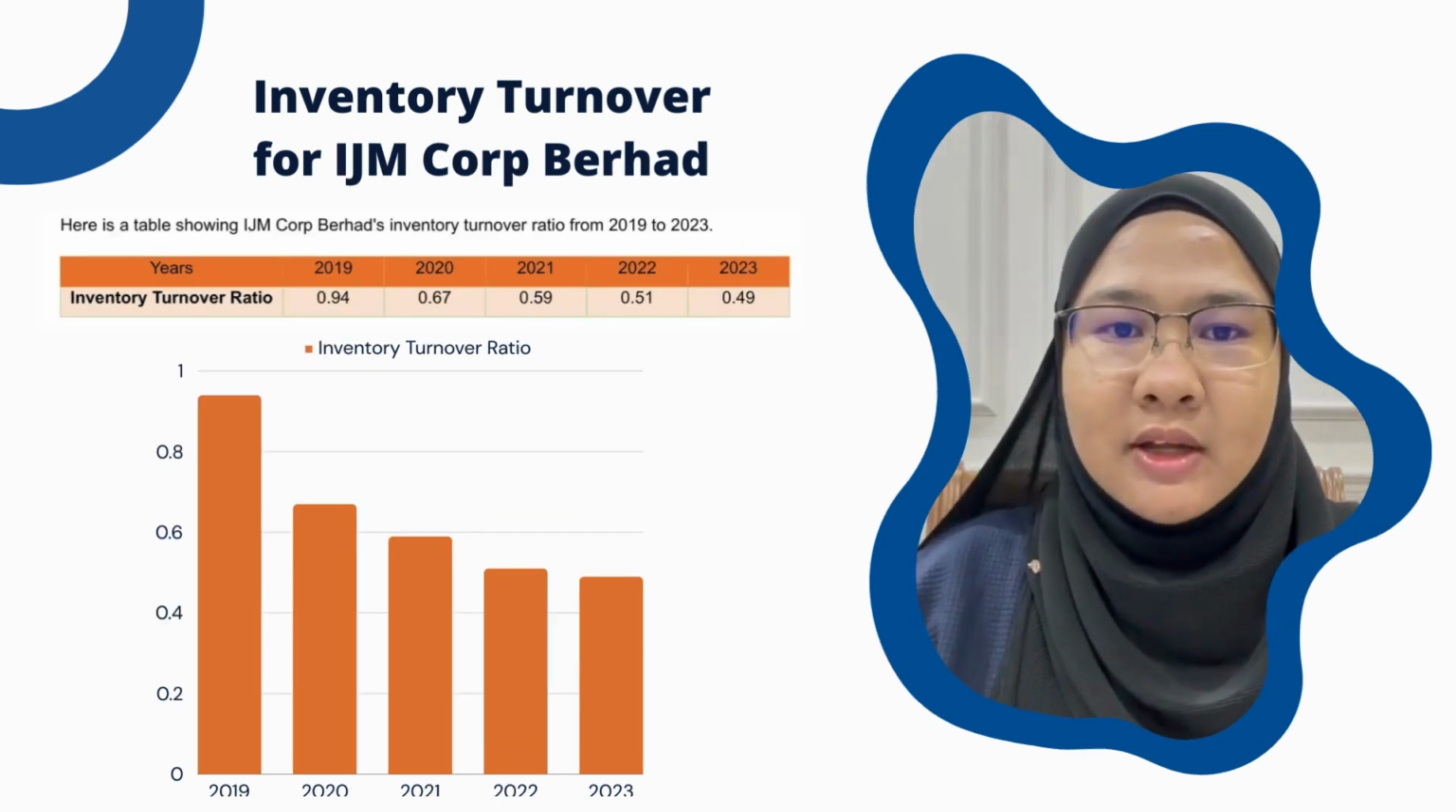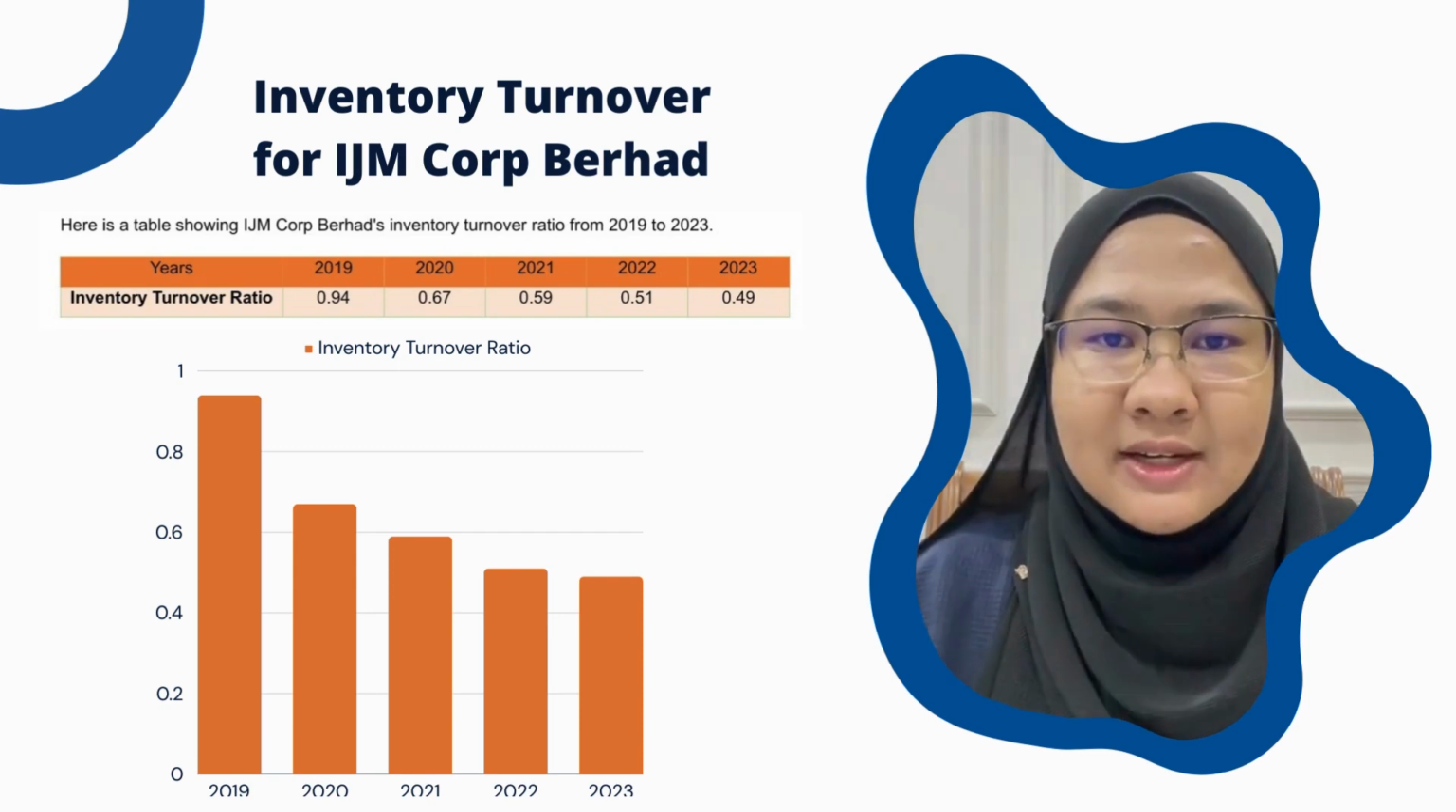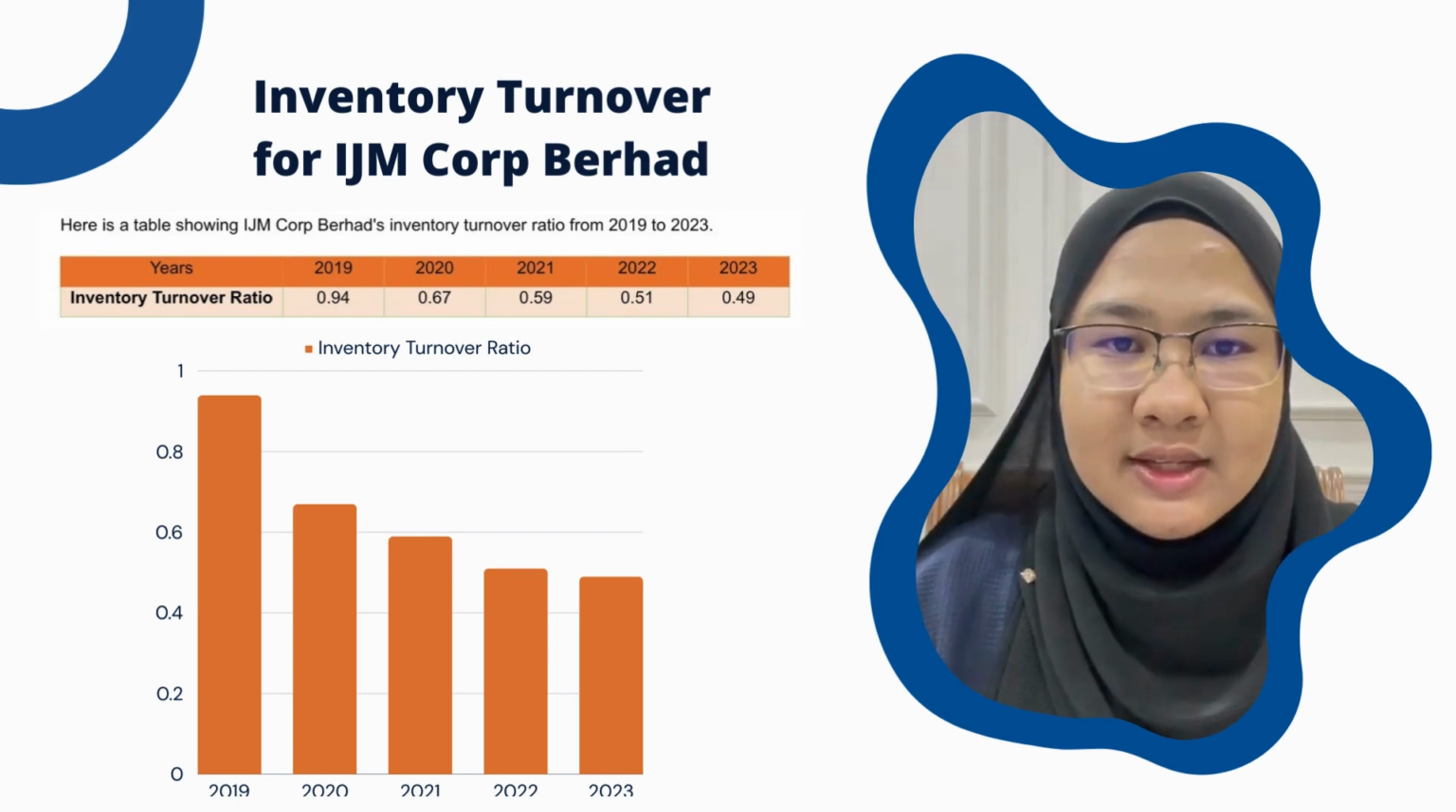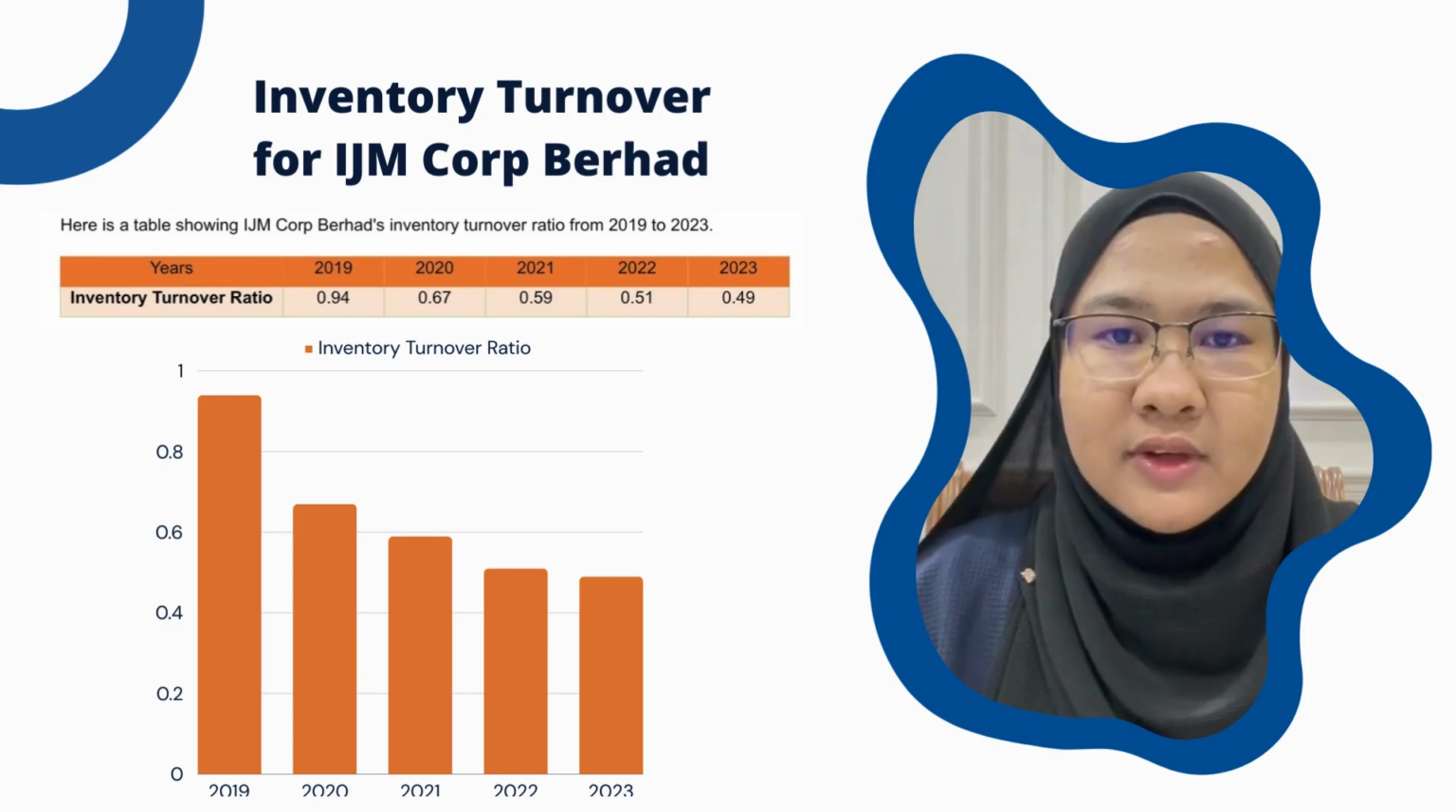Based on the data table and graph, IJM Corp Berhad has a consistent decline over the 5 years. The ratio in 2019 continued to drop until 2023. This indicates IJM Corp Berhad is facing difficulties in optimizing its inventory management.